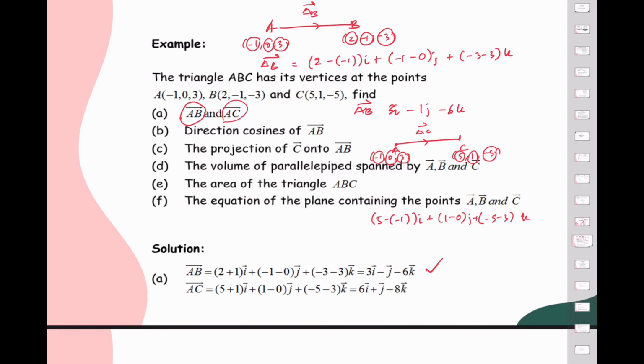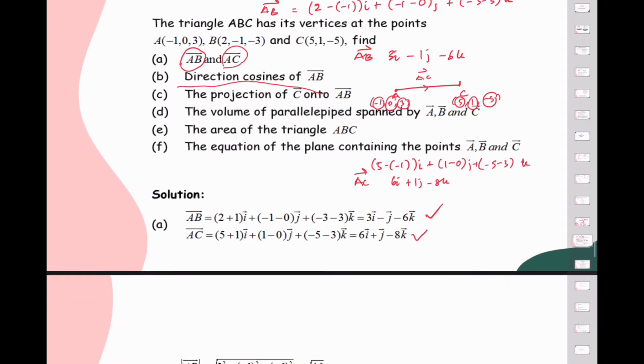So 5 plus, minus minus is plus, so 5 plus 1 is 6i, 1 minus 0 is 1j, negative 5 minus 3 is negative 8k. Okay, so you have 6i plus j minus 8k as your vector AC. So to find the vector between 2 points, you need to know the direction of the vector. Okay, so it's important for you to understand how to find the vector between 2 points. Then the question asks you to find the direction cosine of AB.